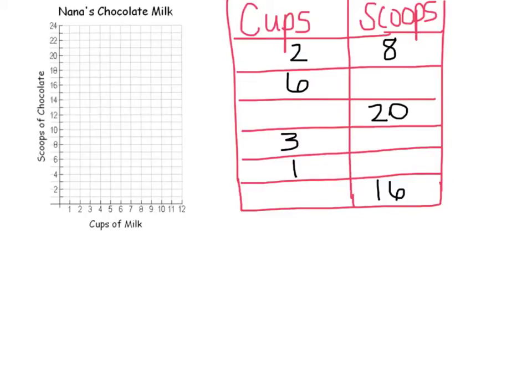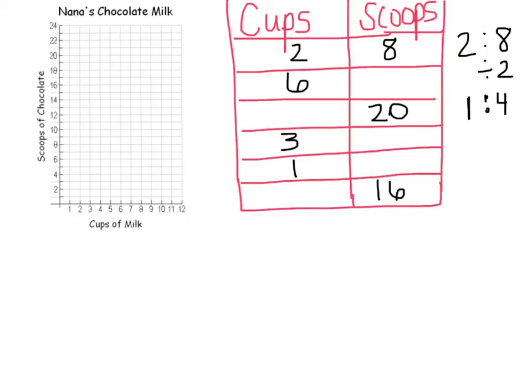So what I would do is find your unit rate. So we have 2 to 8, so for every 2 cups, we want 8 scoops. We want to figure out how much 1 cup of milk is going to be. So we're going to divide it by 2. And so for every 1 cup of milk, because 2 divided by 2 is 1, we're going to say 8 divided by 2 is 4. So for every 1 cup of milk, we need 4 scoops of chocolate powder.